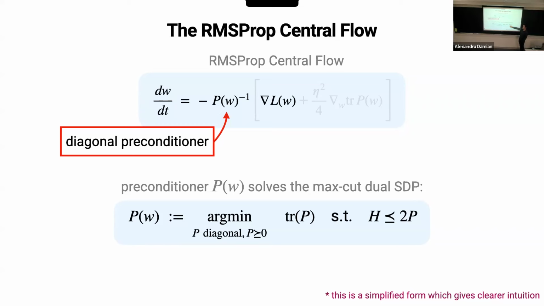So my claim is now really crazy. As you run Adam, at every step, implicitly what Adam does is it will solve this max cut SDP, compute this optimal P, and use that as its preconditioner. This is a really crazy claim. I will justify it empirically in the next slide, but this is what I claim the RMSProp central flow is. But it's not just this. It's not just preconditioned gradient flow. There is a curvature penalty as well.